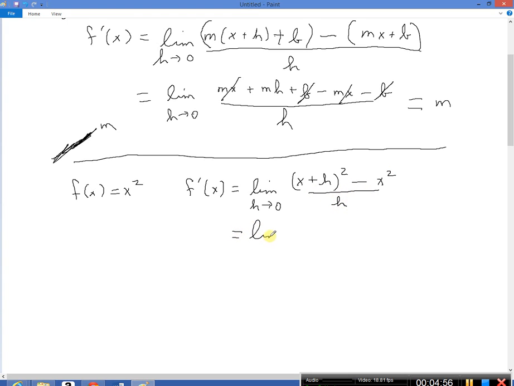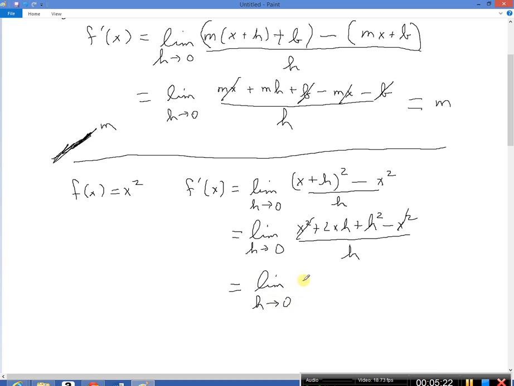We can multiply out the x plus h squared, getting x squared plus 2xh plus h squared. And then you have to subtract x squared. And then you divide that all by h. Of course, x squared cancels. And then you get to factor out an h.